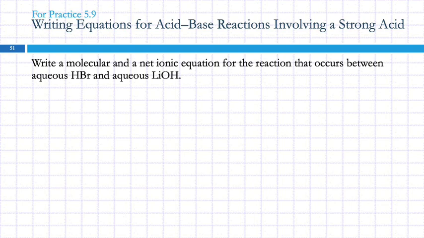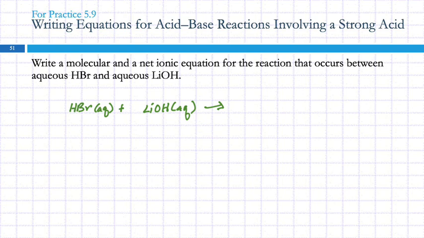So write a molecular and net ionic equation for the reaction that occurs between aqueous HBr and aqueous LiOH. We should recognize that this is an acid and this is a base. So we're going to write these down. HBr, we're told that it's aqueous, and LiOH, they tell us it's aqueous.